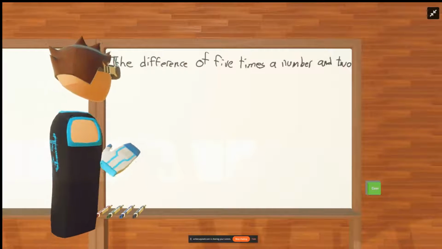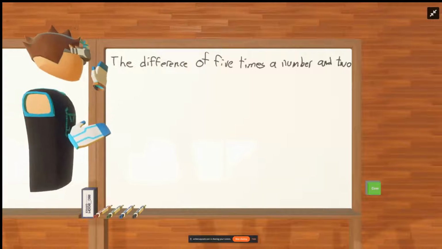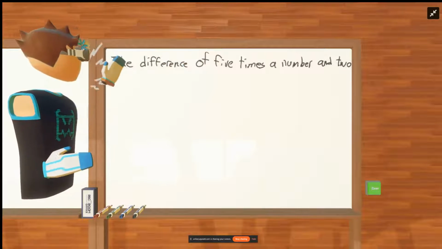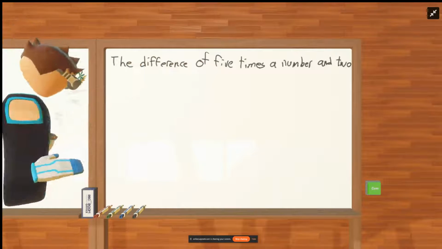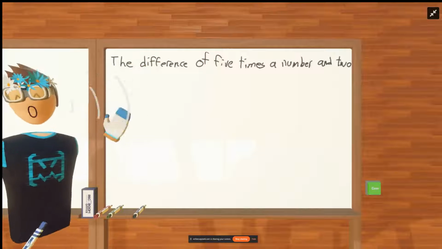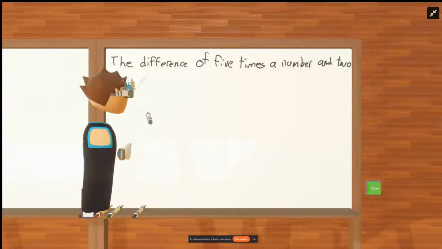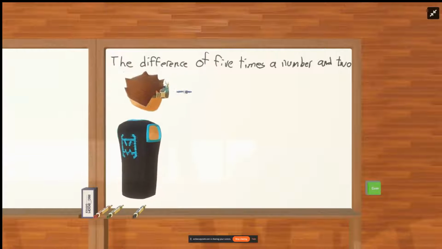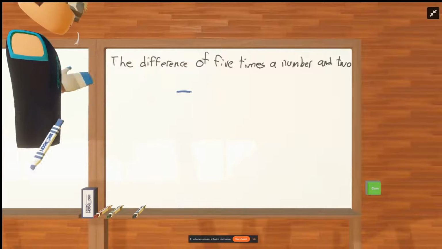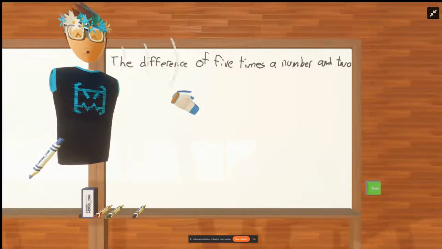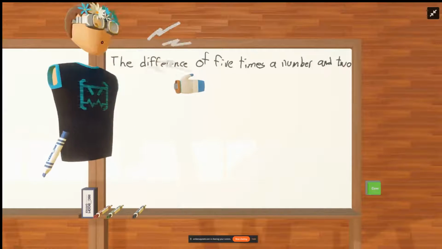So to start with, we start reading. We say the difference of, and we can stop. Because when we see the difference, we know this has to be some kind of situation where there's something minus another thing, right? So we'll start with our minus sign here. So there's my chunky minus sign. Now, we look to the rest of the word problem to figure out what goes on either side of this minus sign.